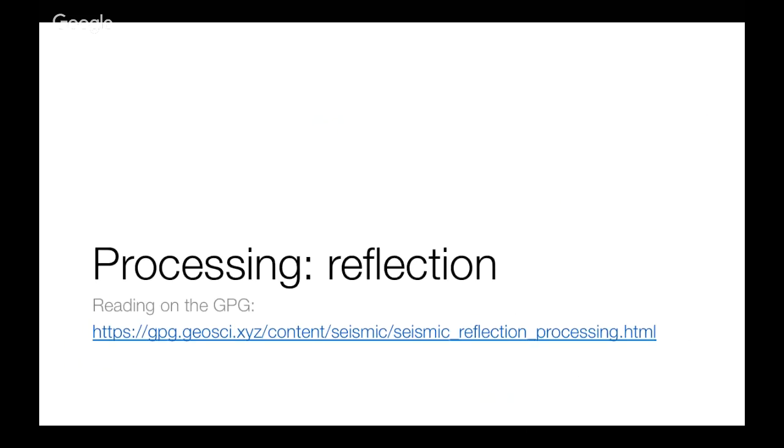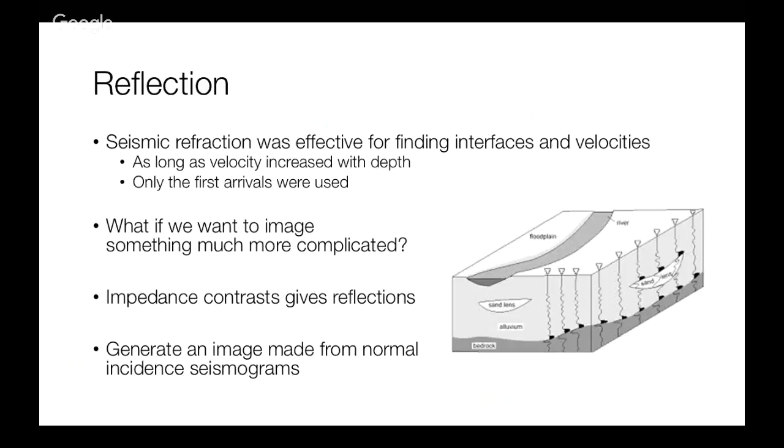Let's see. So now we're going to move on from seismic refraction and move on to reflection. Like refraction, seismic reflection is going to be very effective at finding interfaces and changes in velocity. And unlike refraction, we don't have to have an increase in velocity from the top layer to the bottom layer. So in that way, it's more versatile.